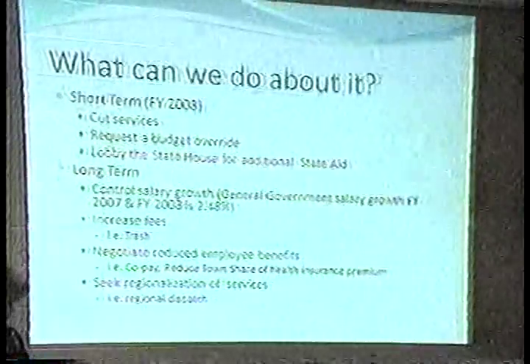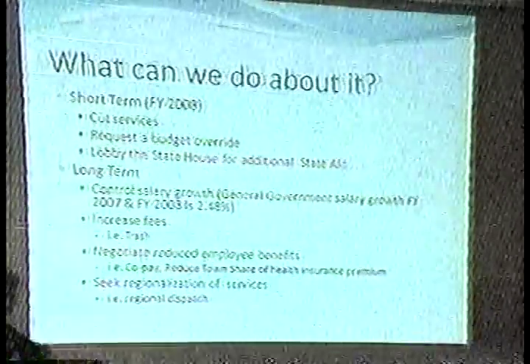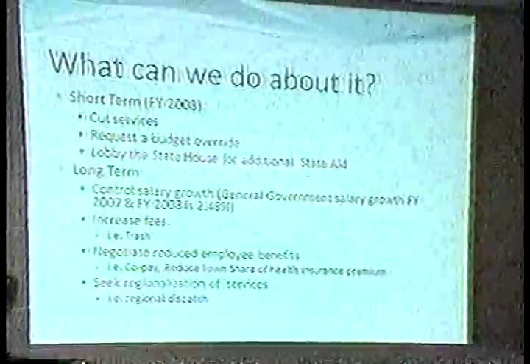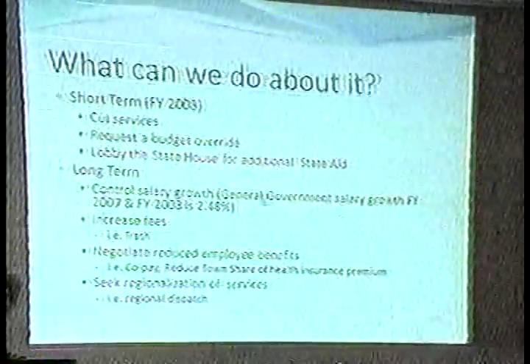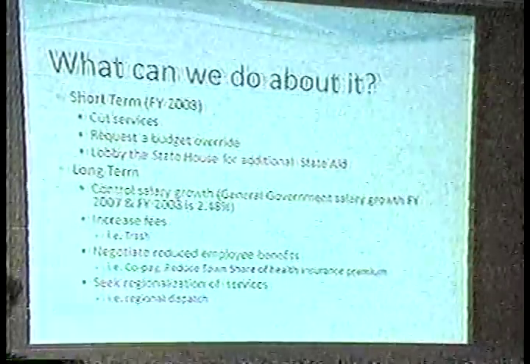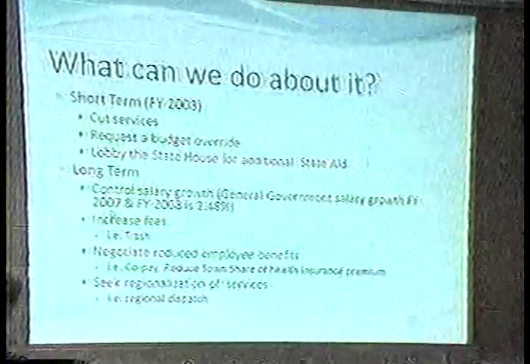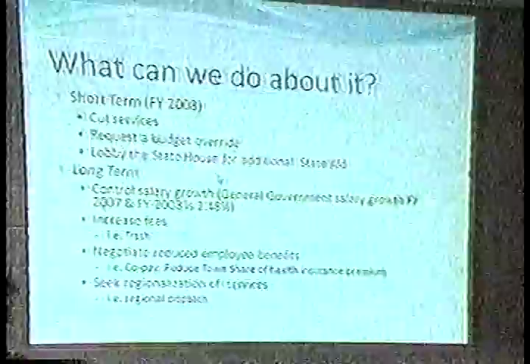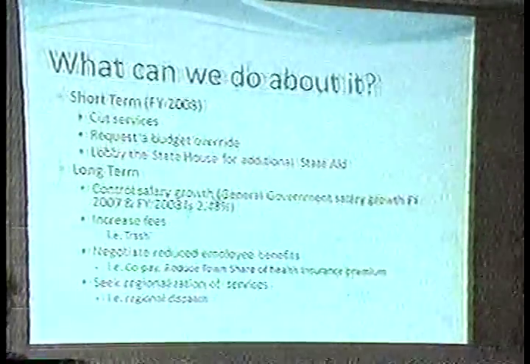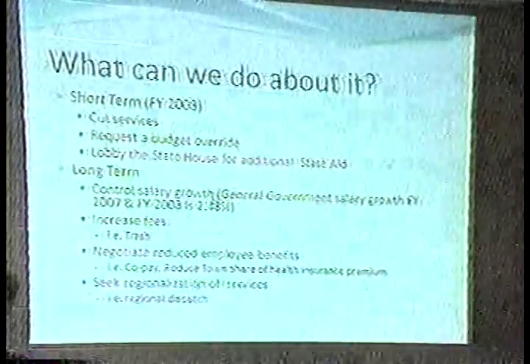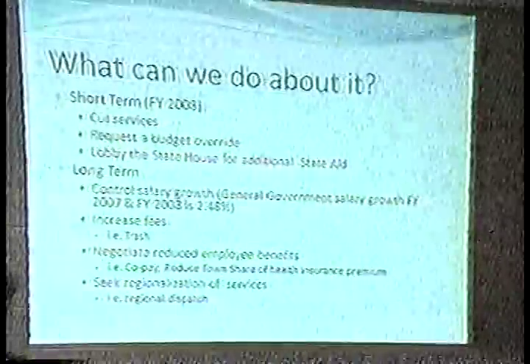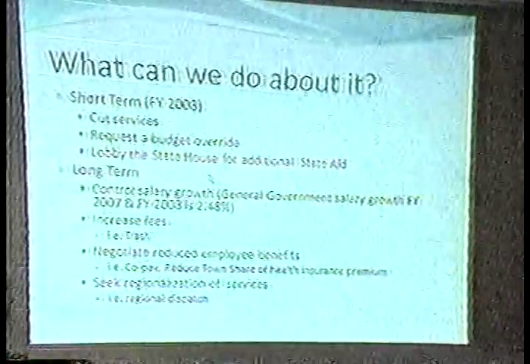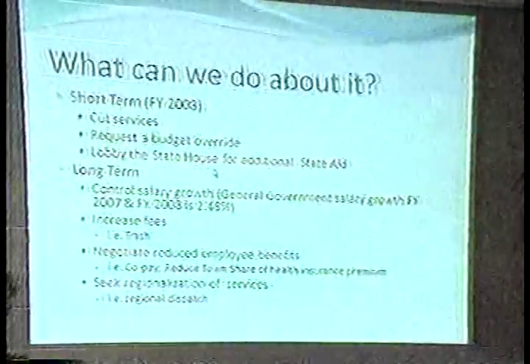Long term, we need to start to look at controlling our salary growth. Just an example, general government salary growth in 2007 and 2008 is about 2.48%. On the school side, it's much more than that. And a factor of that has got to do with the number of steps in the school process and the overall contracts.